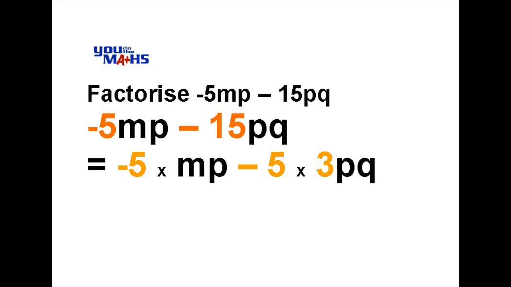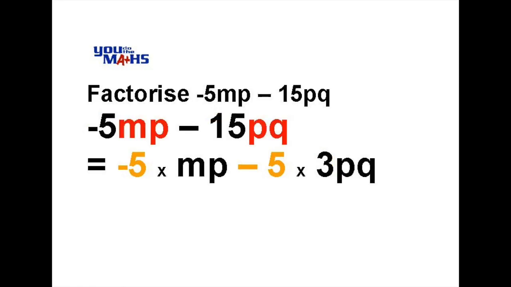because there's a negative out the front, we'll consider the common factor to be negative 5, as that goes into both negative 5 and negative 15. You'll notice that we consider the second term to be a negative 15PQ. So by taking negative 5 out the front of the first term, negative 5 multiplied by 1 gives us negative 5, and of course we don't need to write the 1 in front of the MP. And negative 5 multiplied by 3 gives us negative 15 for the second term.